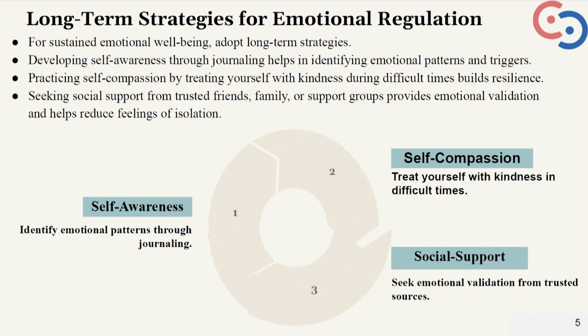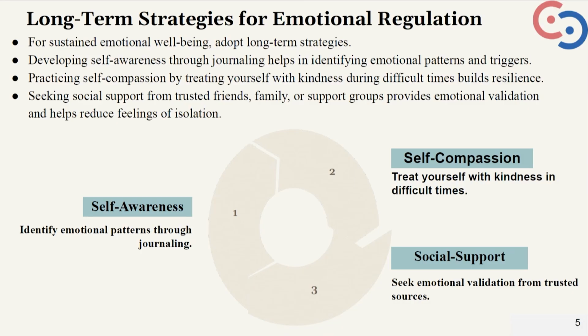And finally, the third long term strategy for emotional regulation is social support. Seek emotional validation from trusted sources. Trusted sources can be your friends, sometimes your family, or support groups, which provide emotional validation and help reduce feelings of isolation. If you are not able to seek proper social support, that can lead to a psychological condition where you feel lonely or isolated from the group, from the society, from the family, from the company where you are working. So, try to have this kind of long term emotional regulation for managing your stresses.